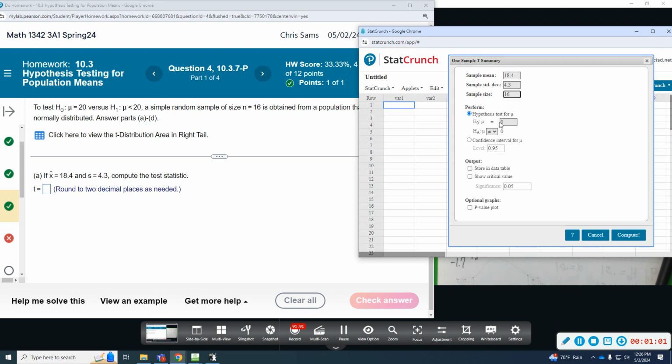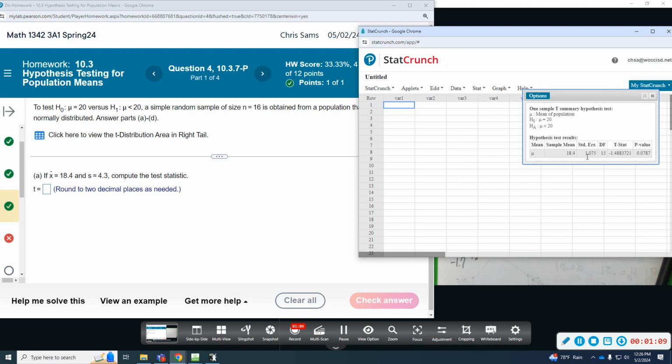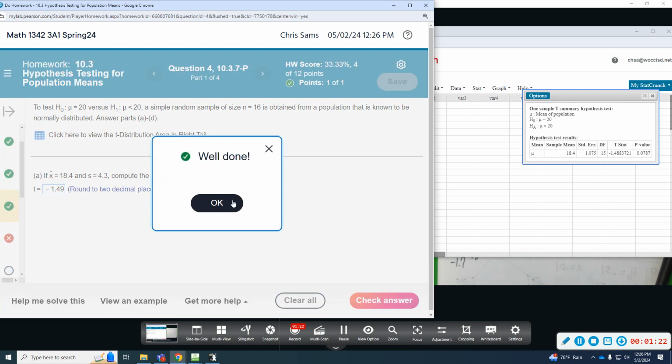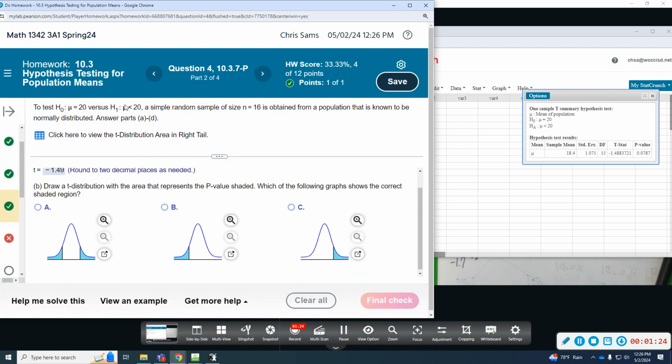The mean is 20. We are testing less than, and we're going to compute to get our test statistic. To 2 decimal places, negative 1.49. This is a left tail test because of less than, so B is giving us the left tail test.